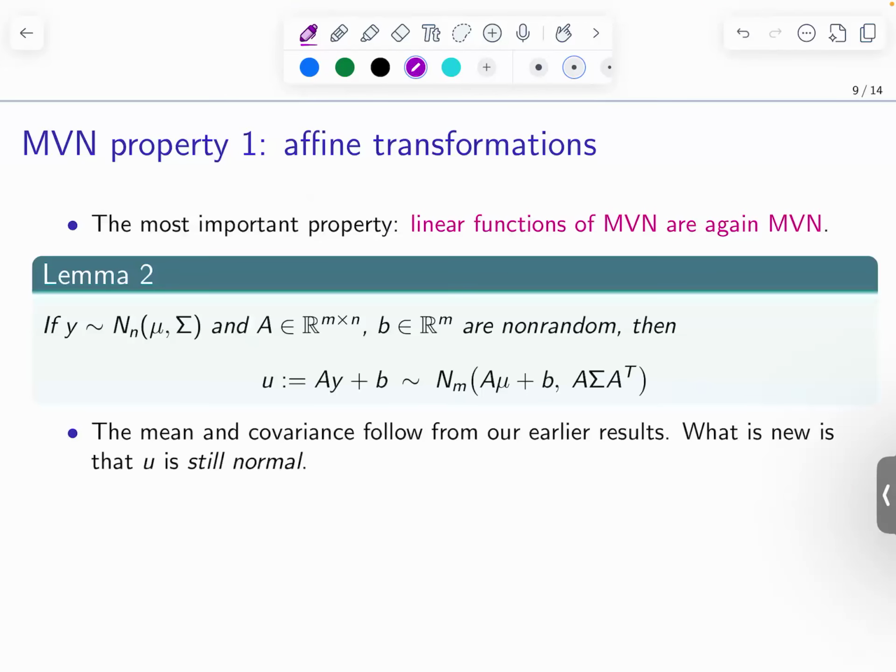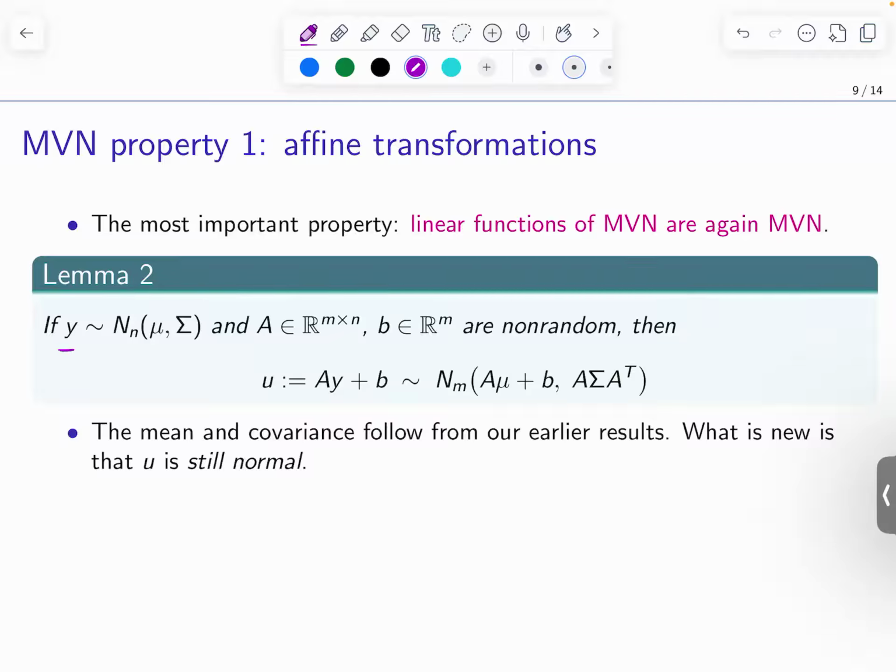Linear transformations, as well as affine transformations, of multivariate normal random variables again have a multivariate normal distribution. Or we can say that normality is preserved under affine transformation. So what does this mean?